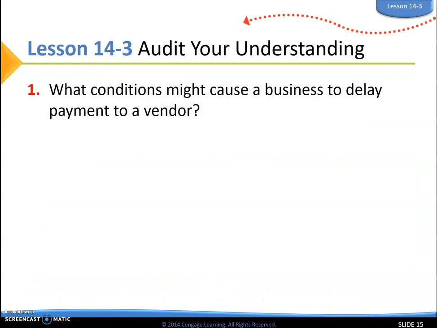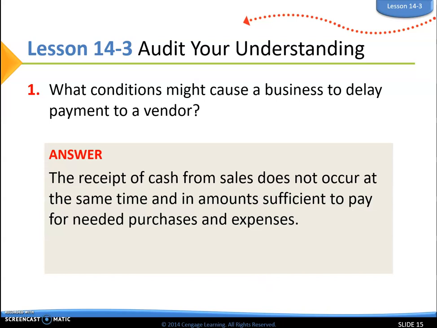All right, number 1, what conditions might cause a business to delay payment to a vendor? So a receipt of cash from sales does not occur at the same time and in amounts sufficient to pay for needed purchases and expenses.